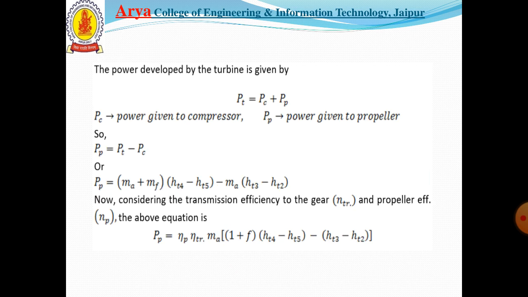The power developed by the turbine is given by PT, that is the total power, PC plus PP. PC is the power given to the compressor and PP is the power given to the propeller. So PP equals PT minus PC, or PP equals (ma plus mf) into (HT4 minus HT5) minus ma into (HT3 minus HT2).